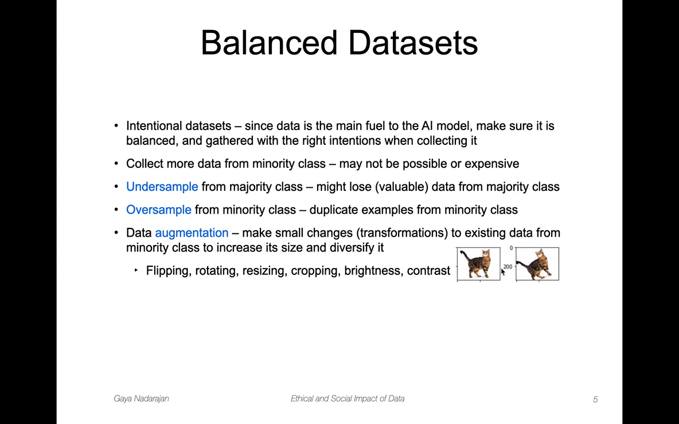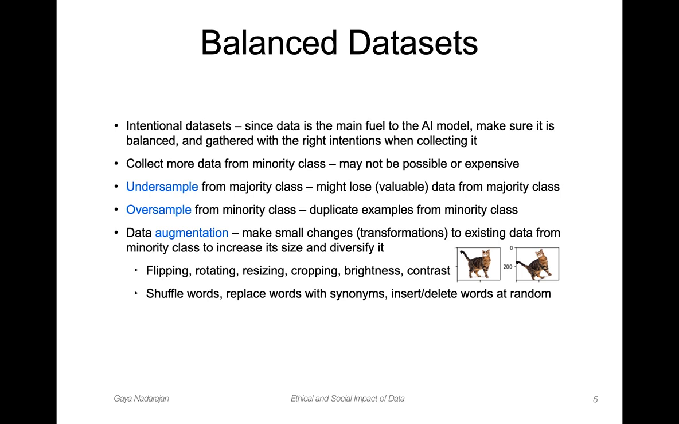So if I only have 10,000 images of cats and I have 90,000 images of dogs, now by doing some kind of transformations or augmentations, I can multiply my images of cats by changing them a bit. And this is actually very, very practical, useful, and works very well.